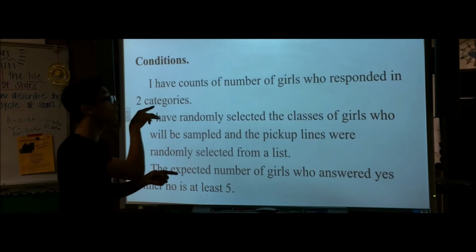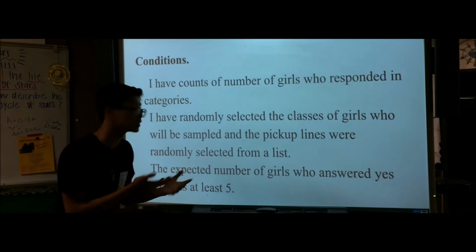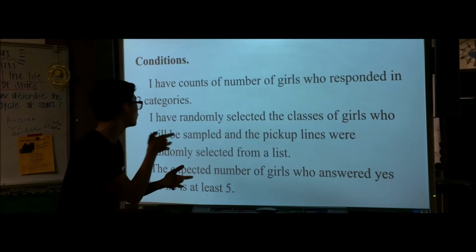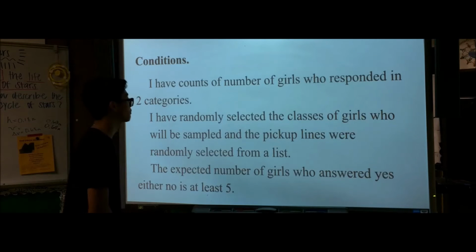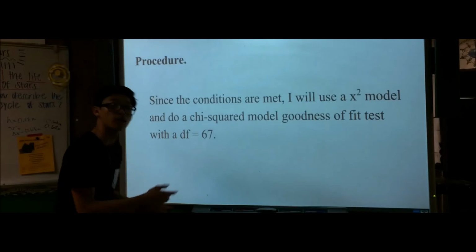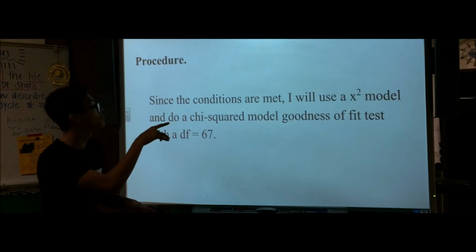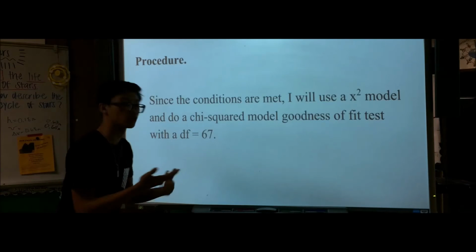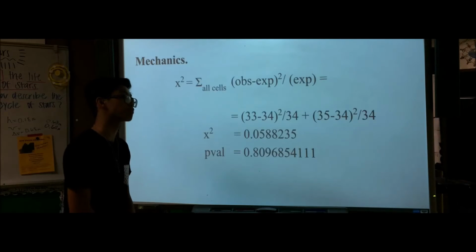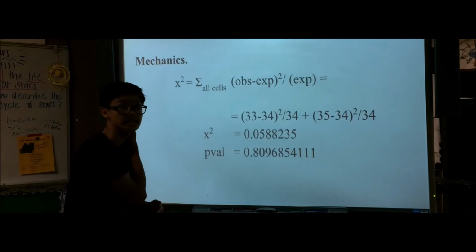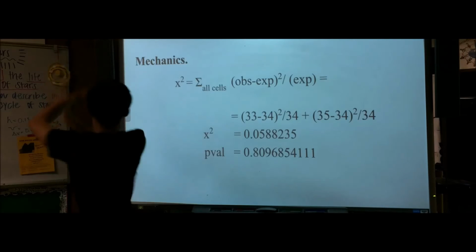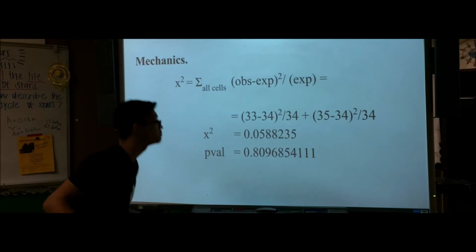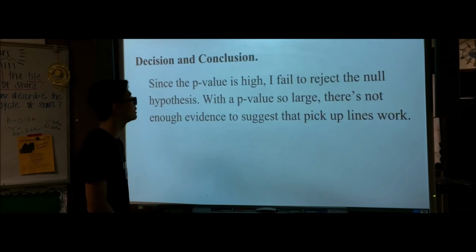Conditions. We have counts of numbers in two categories, and we have randomly selected the girls with the randint feature on the calculator. And the expected number of girls is at least 5. Since the conditions are met, I'll use a chi-squared model and do a chi-squared model goodness of fit test with degrees of freedom 67. Using the chi-squared model formula for finding goodness of fit, we get a value of 0.058 with a p-value of 0.809.